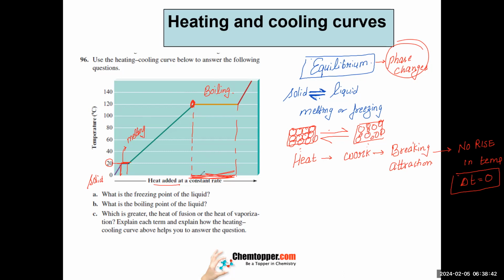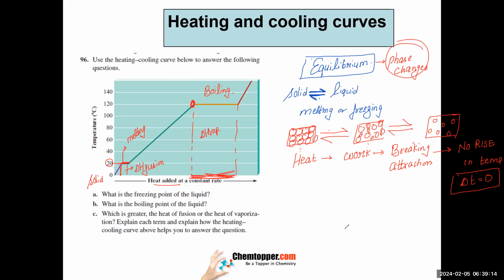You can see this heat. And this heat has a special name. For melting, we call it delta H of fusion. For boiling, we call it delta H of vaporization. So when the boiling is taking place, liquid and gas are in equilibrium, right?